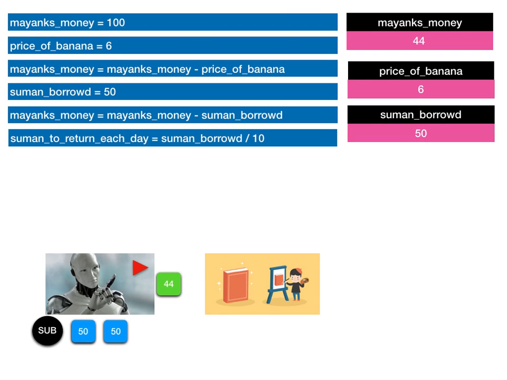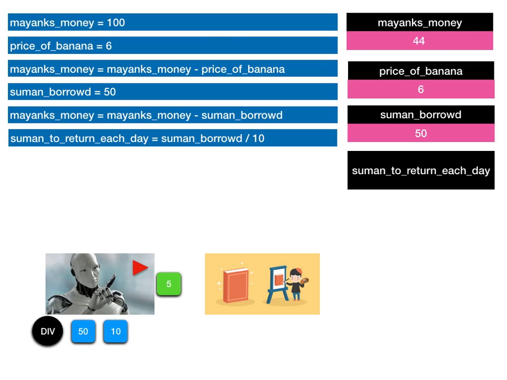See what happens. Suman borrowed is copied from here to here, which is 50, which has to be divided by 10. So this 10 is copied here. The operation is division. Now the moment we ask this guy to calculate, this guy calculates 5, and we store it into a new memory location designated as Suman to return each day. So you have a variable, or you call it the memory location, designated by this name, and we have value 5 here.